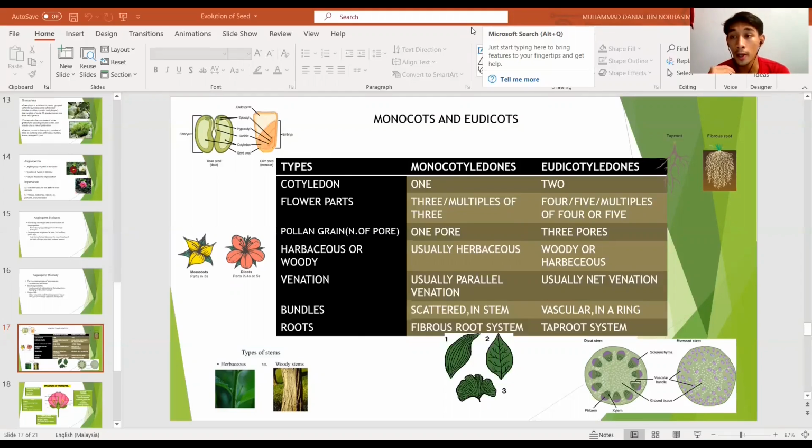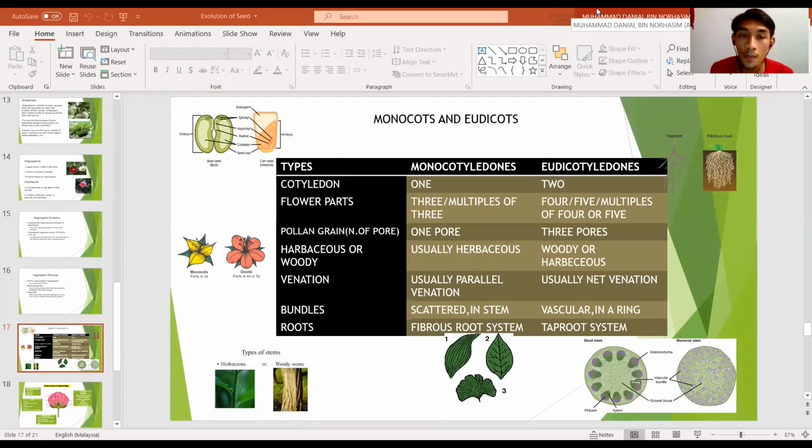They have three or multiples of three flower parts, one pore in their pollen grain, and a monocotyledon plant is usually a herbaceous plant. Other than that, we can look at their venation, where monocotyledons usually have parallel venation. Next, monocotyledons also have scattered bundles in the stem, and they have a fibrous root system.